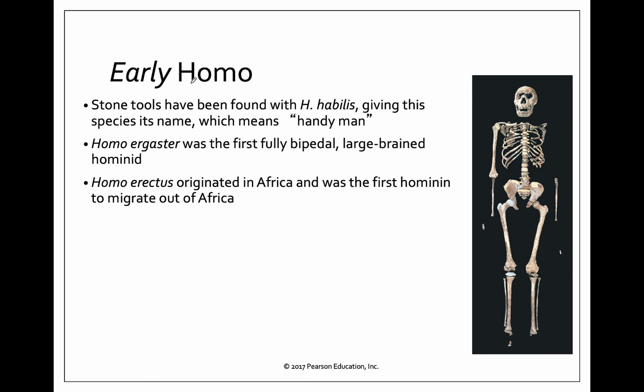All right, so Homo is our genus. Homo means man. And there have been several different species inside of this genus Homo that existed on Earth before Homo sapiens. So Homo habilis, habilis means handy or able, so this is the able man. And this is named this way because of the stone tools that were found with these skeletons.